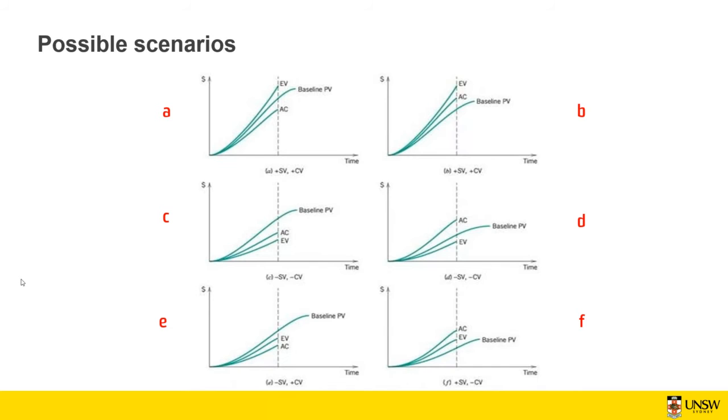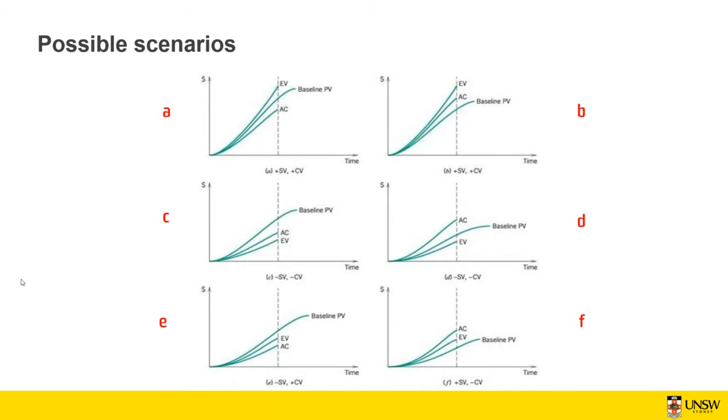Okay, let's continue. So you can see 6 possible scenarios. We've got 6 different graphs showing the plan value, earned value, and actual cost. So let's go through them one by one.